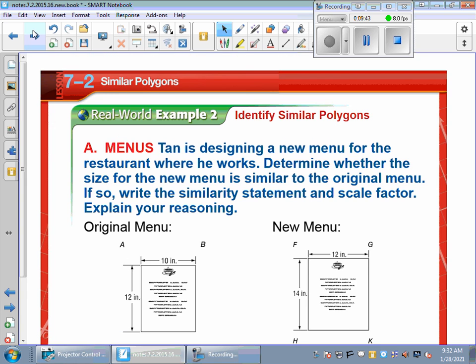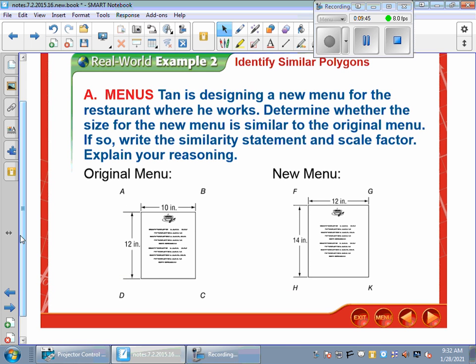Let's take a look at the next one. It involves a menu. It says, determine whether the size for the new menu is similar to the original menu. If so, write a similarity statement and scale factor, and explain your reasoning. So the first thing you want to do is match up a scale factor. This one right here is 10 to 12. And this one right here is 12 to 14.